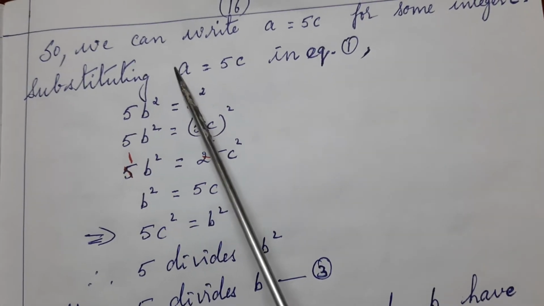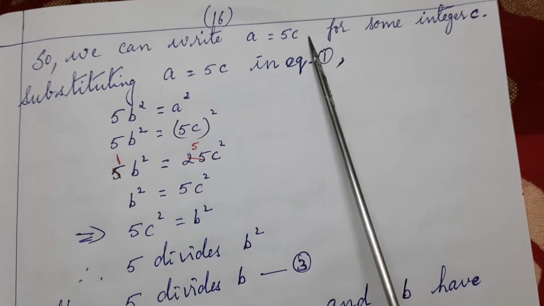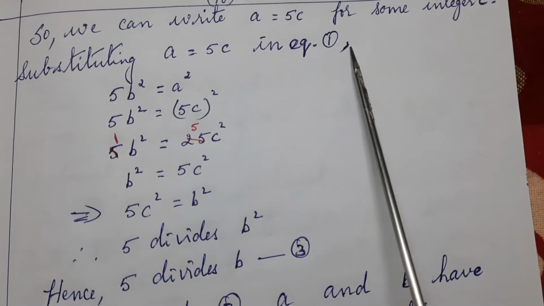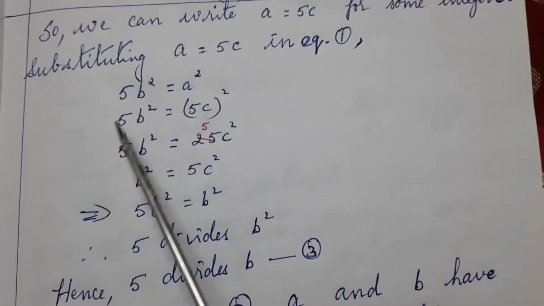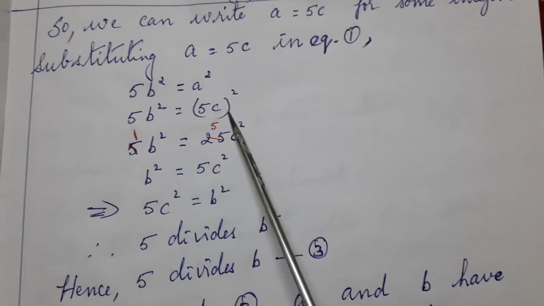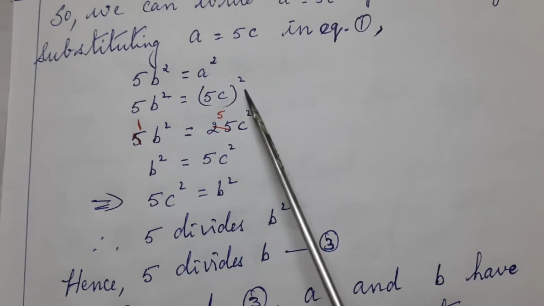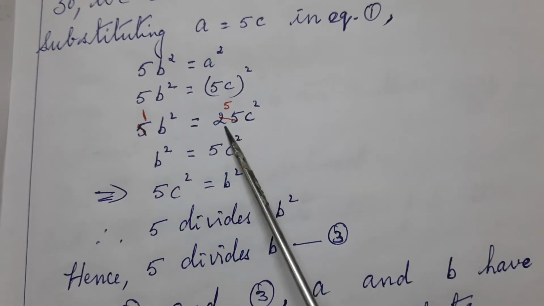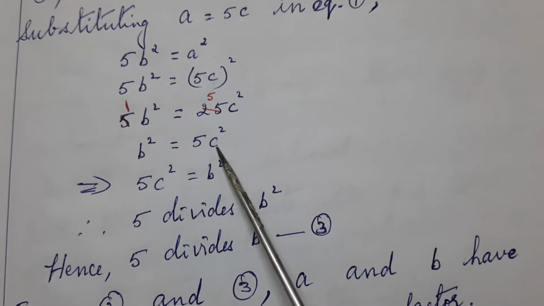So we can write a is equal to 5c, for some integer c. Now we substitute a is equal to 5c in equation 1. What is equation 1? 5b square is equal to a square. So now 5b square is equal to, instead of a, I am writing 5c square. So 5b square is equal to 25 c square. Now 5 ones are 5, 5 fives are 25. So what is left is b square is equal to 5c square.